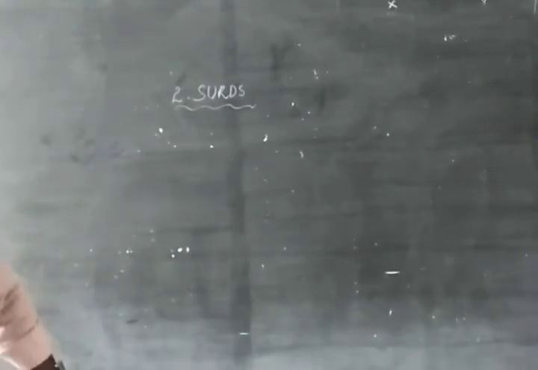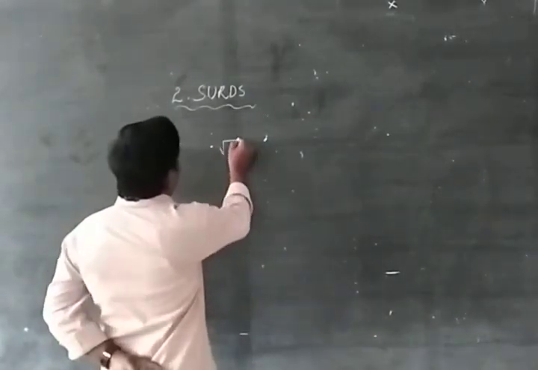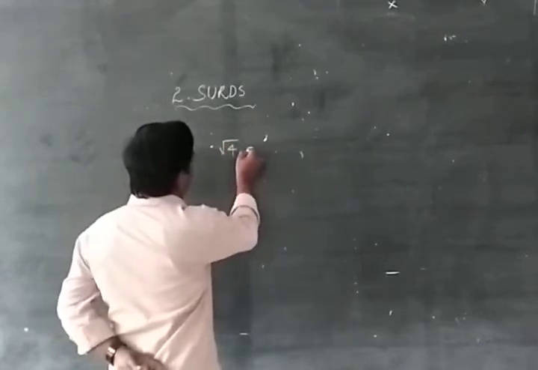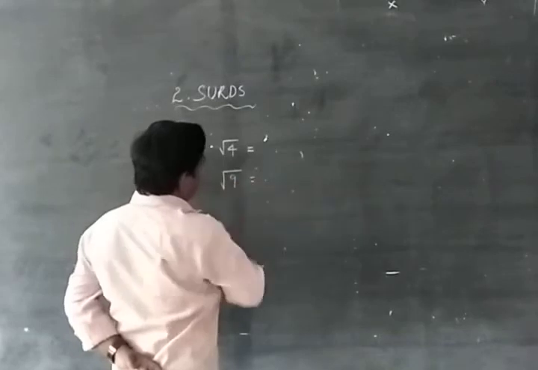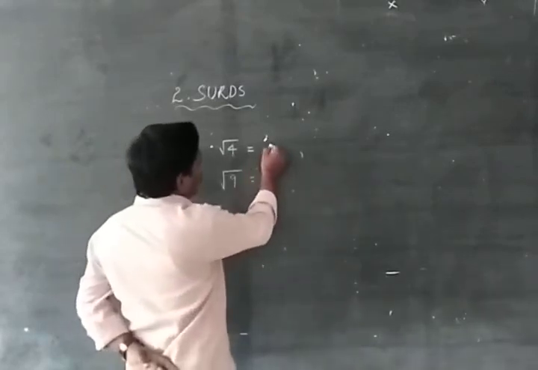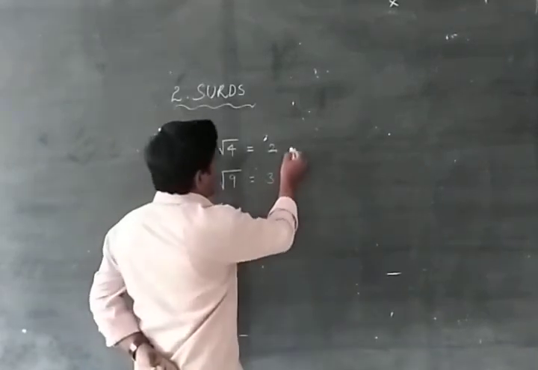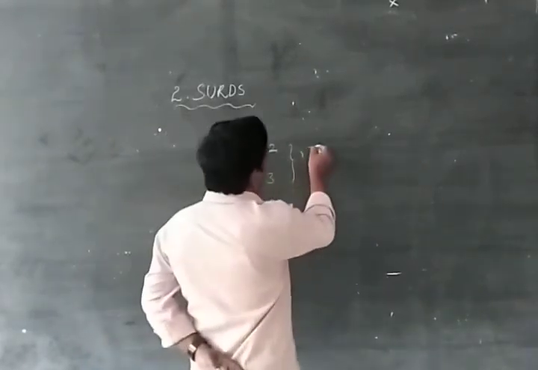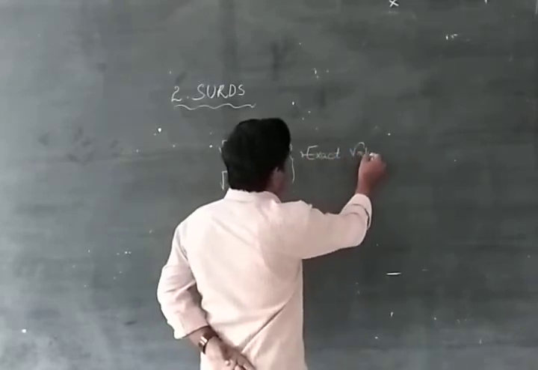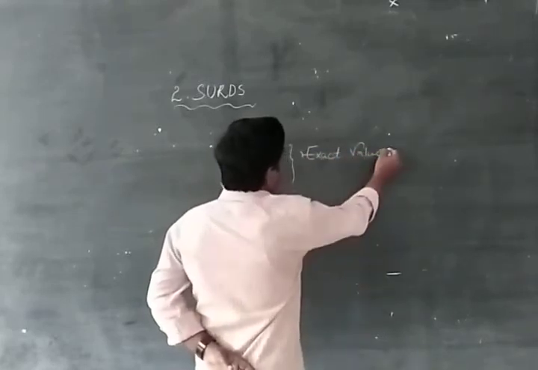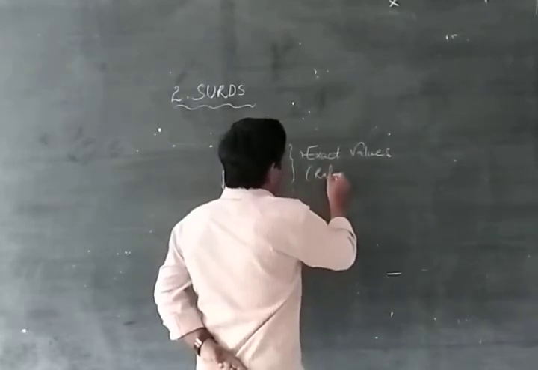Okay. We know that root 4 equals 2 and root 9 equals 3. These are exact values and rational numbers.